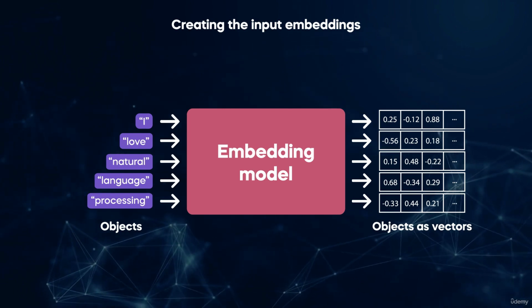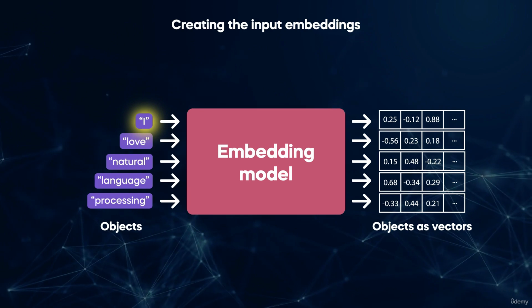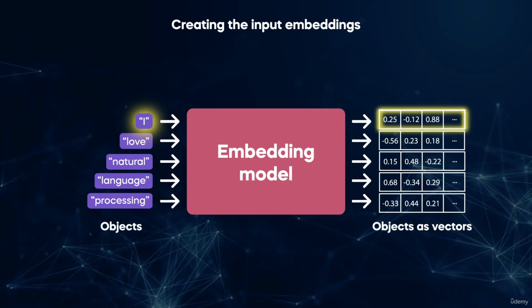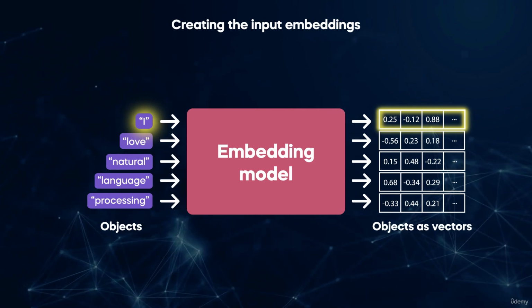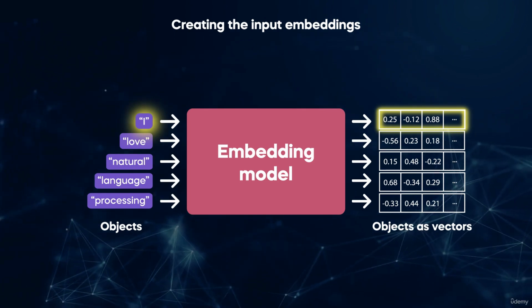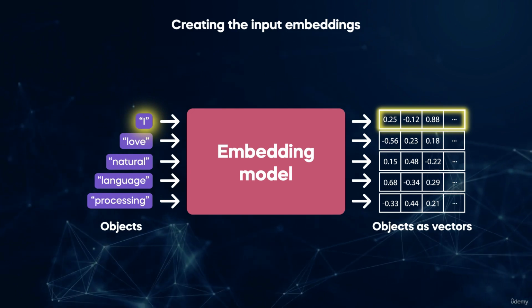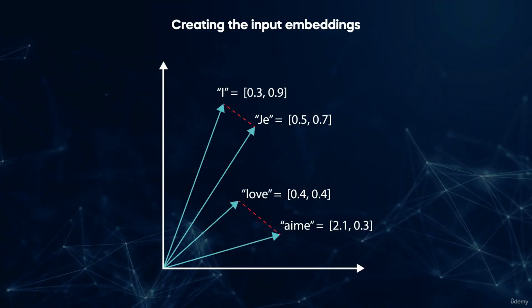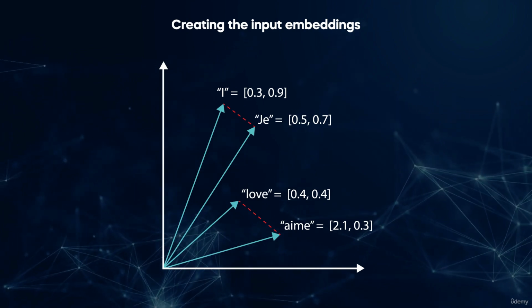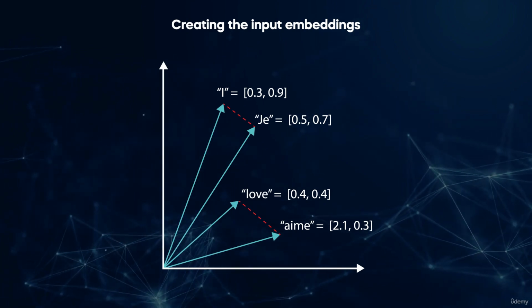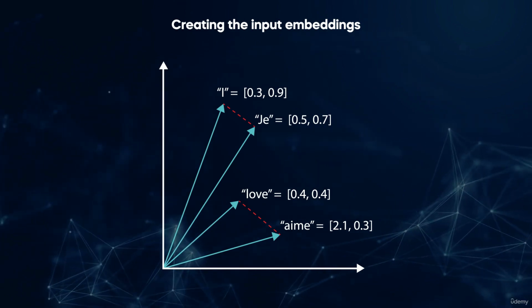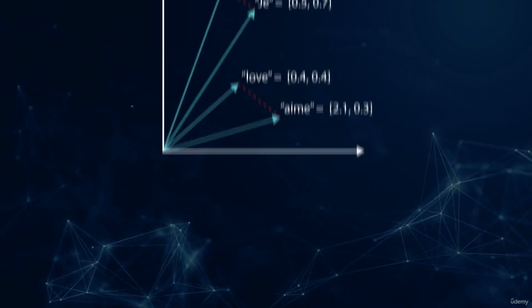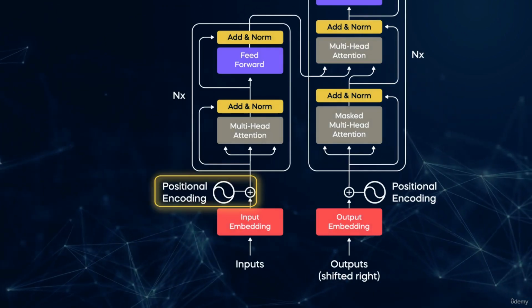For example, the embedding for I might be a vector like this. These vectors encode semantic and syntactic information about the tokens, because the words that are similar to one another in meaning are mapped close to one another in the vector space. However, the same word can have different meanings depending on how it's used in a sentence. This is where positional encoding comes in.